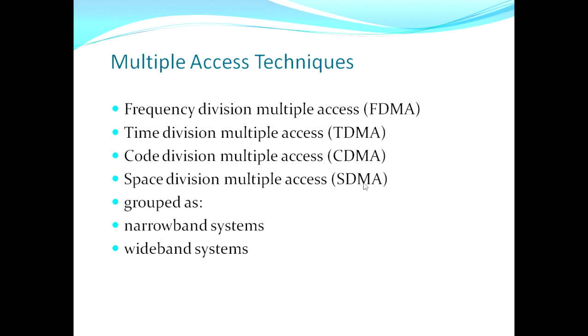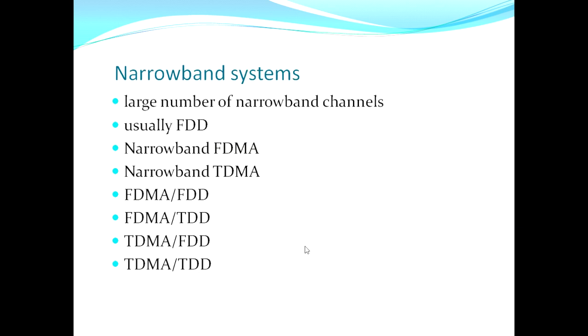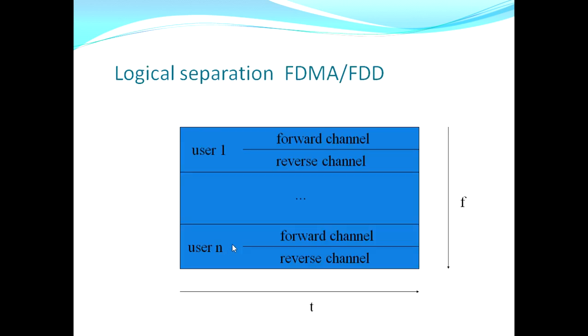All four can be grouped into two major systems: one is narrowband and the other is wideband. In a narrowband system, a large number of narrowband channels can exist. It is usually based on FDD, which is frequency division duplexing, and it can be narrowband FDMA or narrowband TDMA, or a combination with duplexing techniques like FDMA with FDD, FDMA with TDD, TDMA with FDD and TDMA with TDD. So, the logical separation of FDMA FDD.